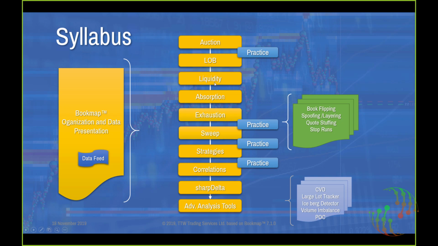Then we will have an intense look at liquidity, absorption, exhaustion. We will talk about all the fine stuff in Bookmap. We will talk about the sweep and the strategies. We come to the strategies first to understand how sweep, exhaustion and absorption can be seen. And I see there's a mistake in the slide. Before we come to the strategies, we will talk about correlations.